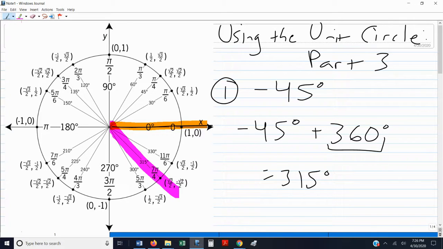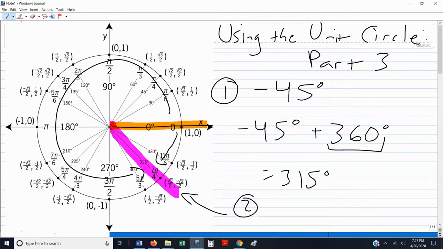No matter which approach you take, you want to just make sure you're getting to that location on the unit circle, either going in the negative direction or the positive direction. Okay, so that is the first one. The second one we're going to look at is negative 150, and then I'm going to let you try one.